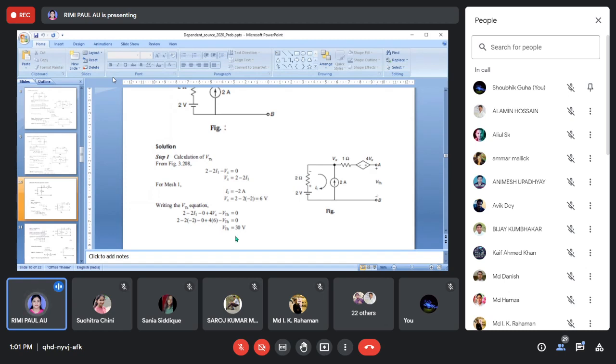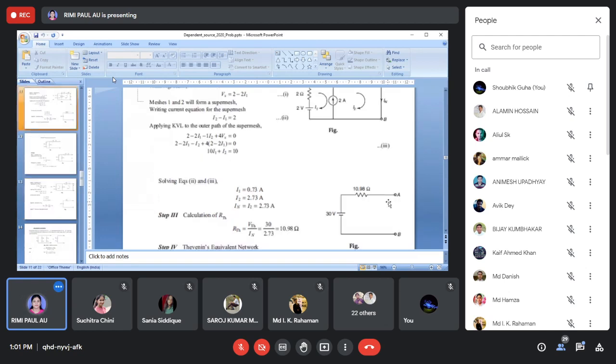So VTH is equal to 30 volt. You will try to solve this. I will give you the problem again. So now VTH is 30 volt. The first step is solved.